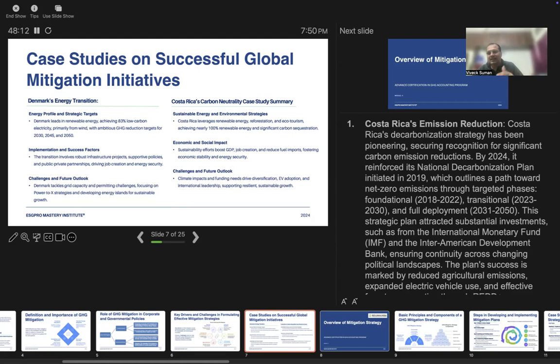So this strategic plan attracted substantial investment; even the IMF has given a lot of money to them. The Inter-American Development Bank gave money to them, because these were additional money to what they were receiving from different sources, right? So that they can deploy their transitional plan. And even though they are a little fragile, if you know about Latin American countries, they have political fragility all the time. Even though that is happening, still these two bodies are funding specifically their national decarbonization plan, and that's why it got a lot of accolades.